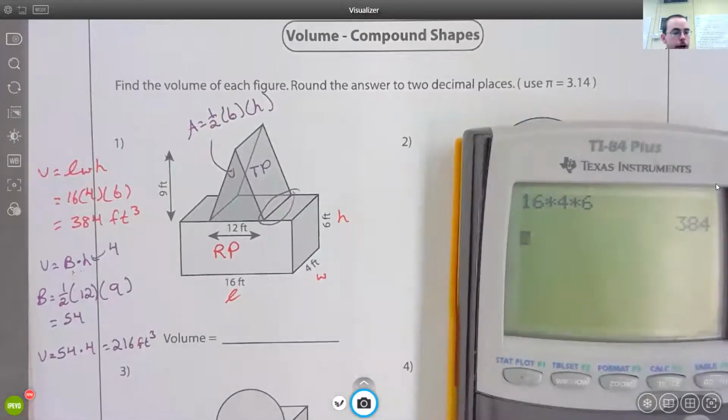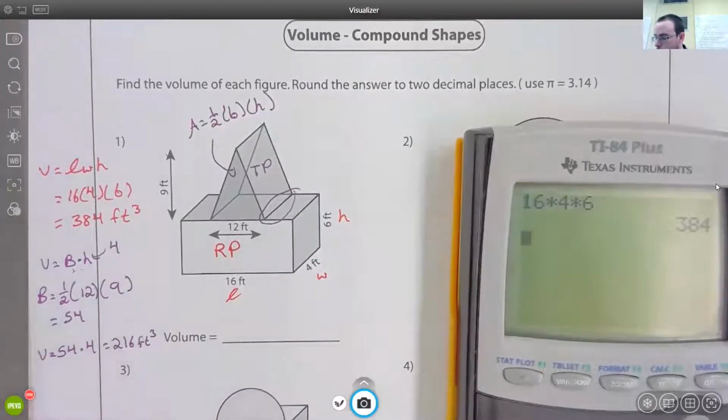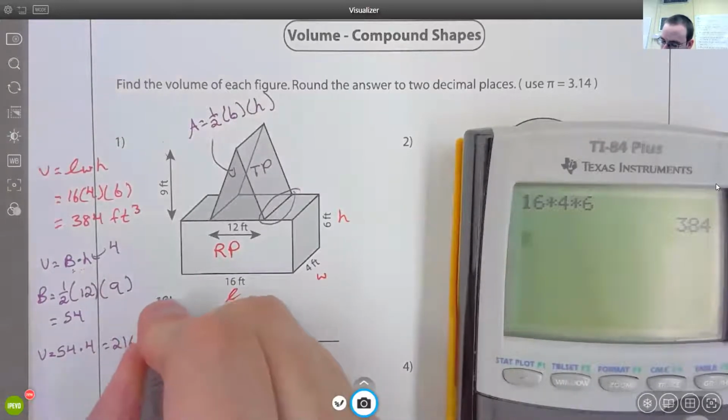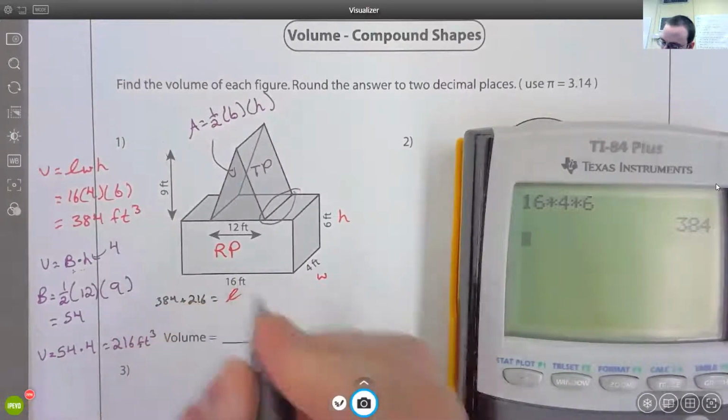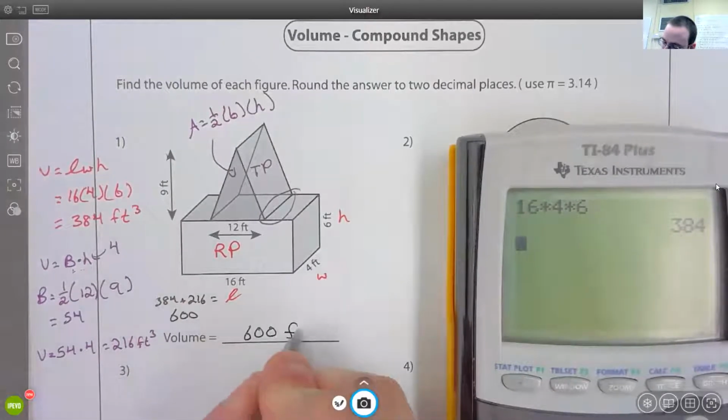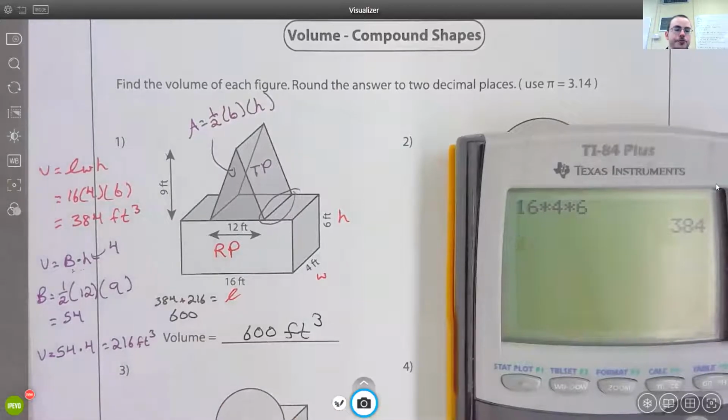We're not done yet. We found the volume for both, but now we need to add those together. The volume is 384 plus 216, which gives you 600 feet cubed. So your answer for number 1 is 600 feet cubed.